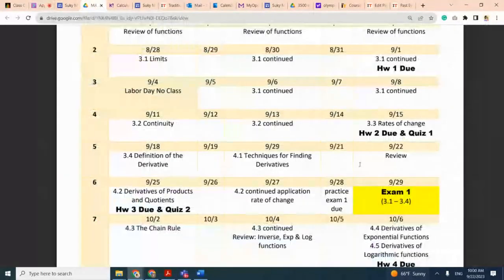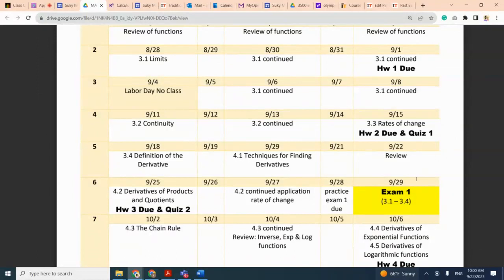So today is Friday, September 22nd. We still have the last page of 3.4 that we haven't finished. After we finish 3.4, I would like to have a little review about what we learned in chapter 3, and we will play a Kahoot game, and then we will start 4.1. Do you have 4.1 handouts?